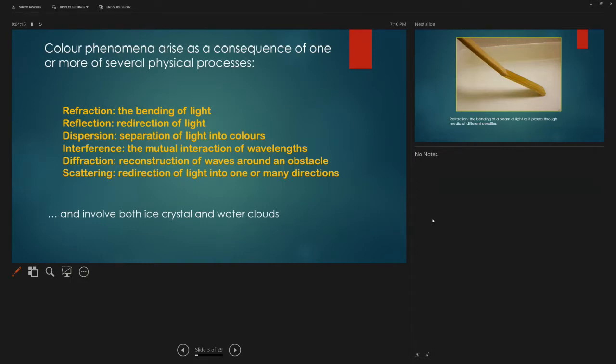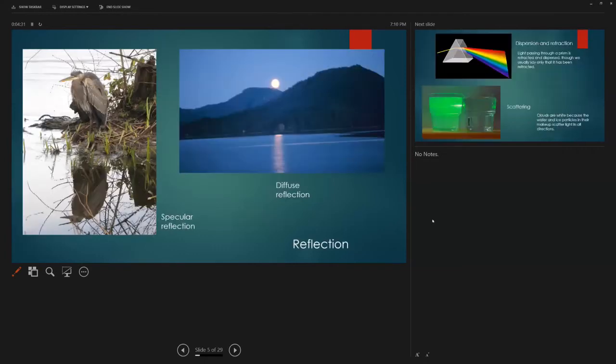And then scattering is simply spreading light in all kinds of directions. You get these processes in both ice crystal and water clouds, although not always the same ones in each one. Let's take a quick example of reflection. We have 2 kinds. We have what we call specular reflection, which is where you get an image, and diffuse reflection where you don't.